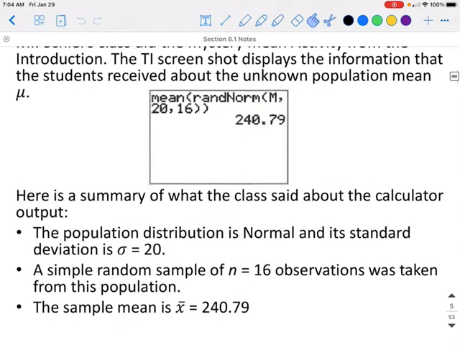So here's a summary of what the class said about the calculator output. The population distribution is normal, and it has a standard deviation of 20. A simple random sample of size 16 observations was taken from this population, and the sample mean for that population was 240.79.